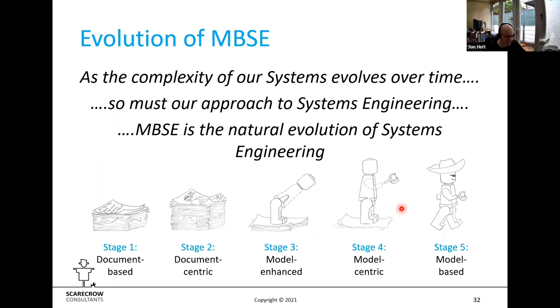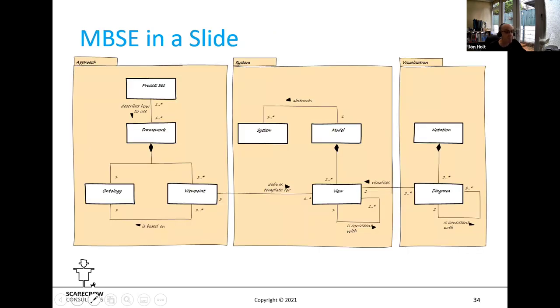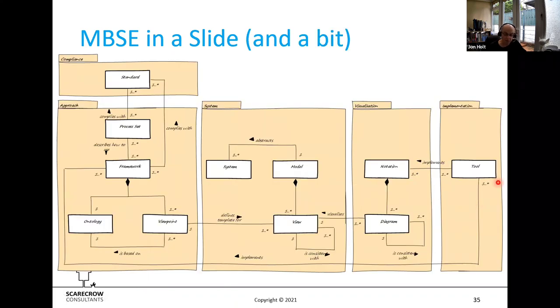The third thing we need to understand for Trinity is what we refer to as the MBSE capability. So basically what we're talking about now is, when it comes to MBSE, where are you? If you were present for the second presentation, you might remember something like this. Again, I won't go into it in too much detail. In order to do MBSE correctly, you need to have a good approach in place, with process sets and frameworks. We need a good solid model in place that comprises views, and we need different notations. We can also expand this to say, well, we also need tools that allow us to implement our notations and our frameworks and standards.